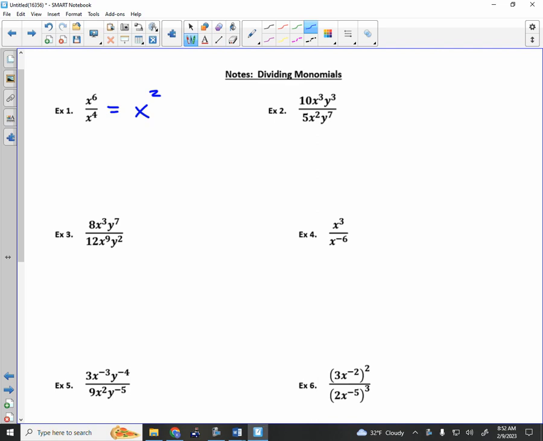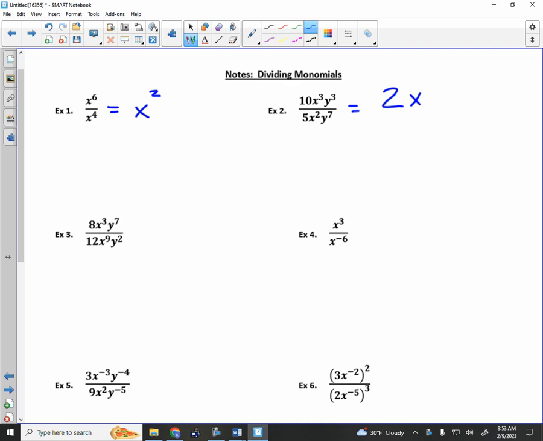For example 2, notice you have a 10 and a 5 out front. You don't subtract those, you divide them. And 10 divided by 5 is 2. And then we have 3 minus 2 is 1, so you get x to the 1st.